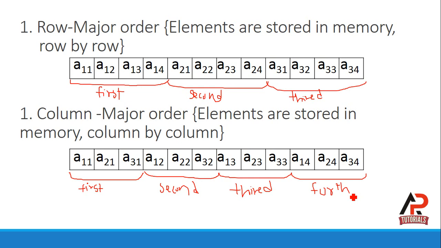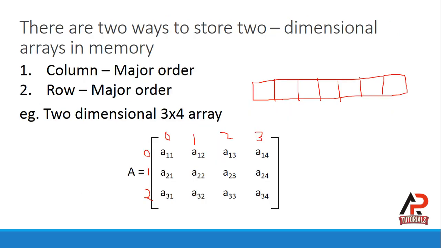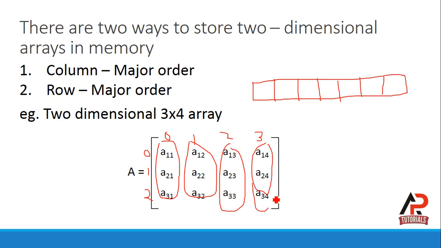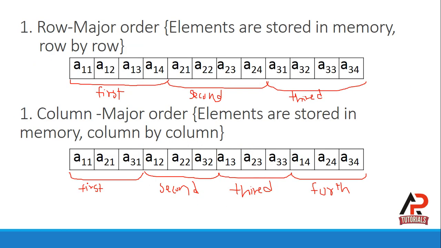So this is column major order: first column, second column, third column, and fourth column.